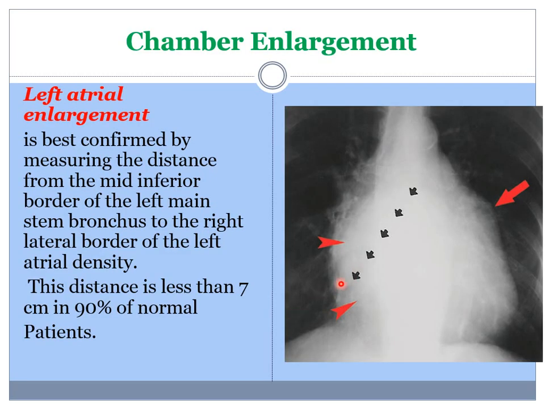Chamber enlargement. First, we have left atrial enlargement. It is best confirmed by measuring the distance from the mid-inferior border of the left main stem bronchus to the right lateral border of the left atrial density. This distance is less than 7 cm in 90% of normal patients. If it's more than 7 cm, this indicates left atrial enlargement. And also we have the double density sign.